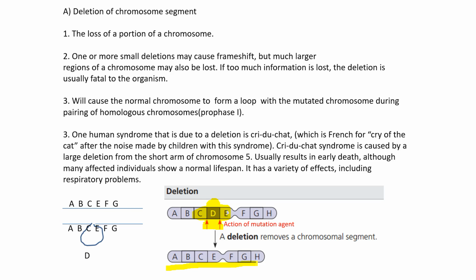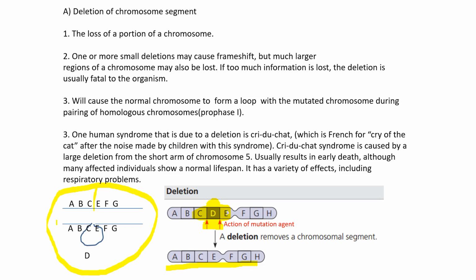It will cause the normal chromosome to form a loop with the mutated chromosome, the shorter chromosome, during pairing of homologous chromosomes in Prophase 1. Can you imagine, you don't have this in your module. I purposely did that because I want you to draw the formation of the loop. This is the normal, and this is the mutated chromosome that lost a segment, which is the segment D, which is already deleted.